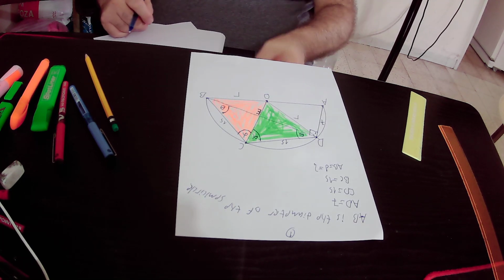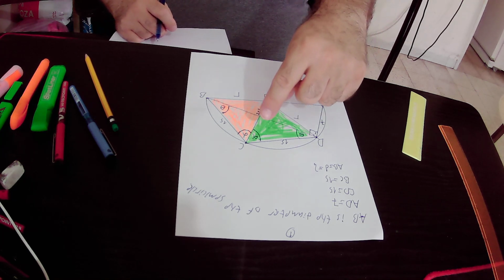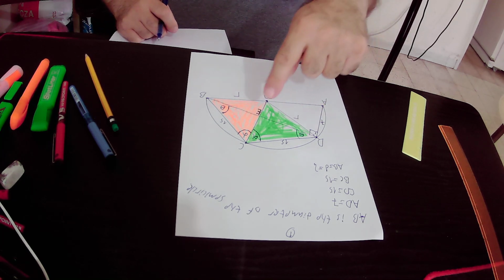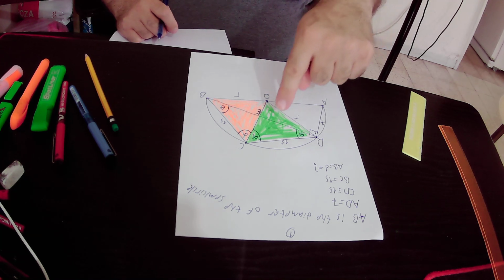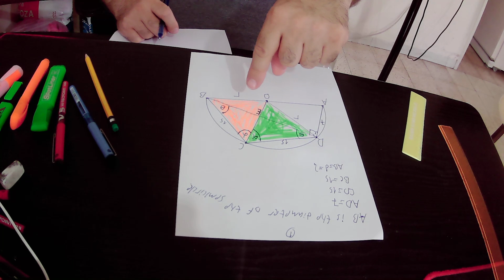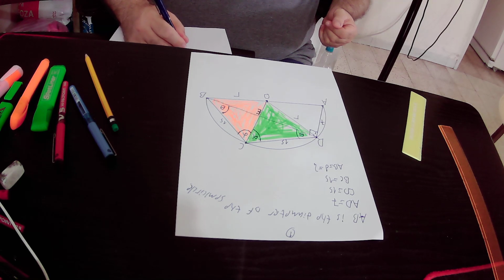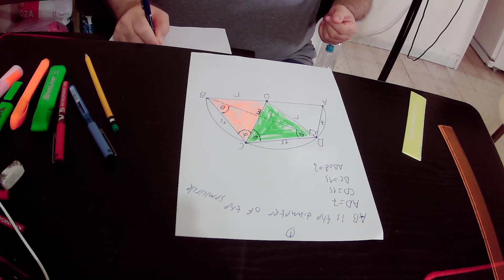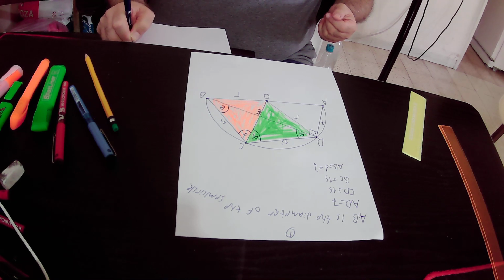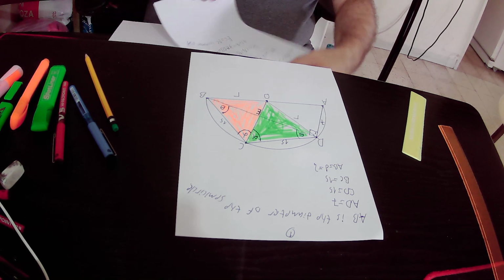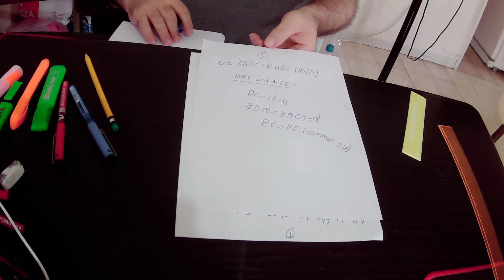Okay, and side EC is a common side. It belongs both to the green triangle, and side EC also belongs to the orange triangle. It is a common side, so EC equals EC. It belongs to both triangles, to the green triangle and to the orange triangle. Okay, so EC equals EC. It is a common side.